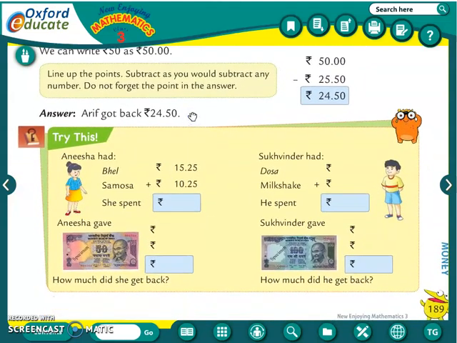Anisha had bhel and samosa. The amount is given here. We have to do the total of these two numbers. Here also, Sukhvinder, you have to write the price of the dosa and milkshake, and then you have to do the total. Anisha gave 50 rupees. How much did she get back? You have to write here the prices, and how much she got back, that also you have to write. It is very easy. Sukhvinder gave 100 rupees, and how much did he get back? For these two, Anisha and Sukhvinder, you have to do it by yourself, and you can do this.